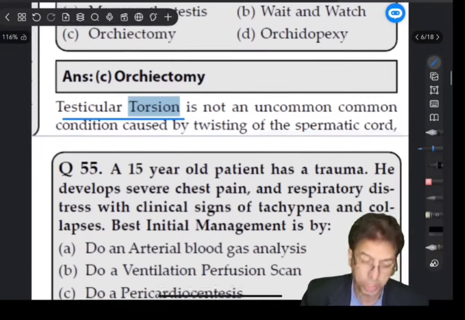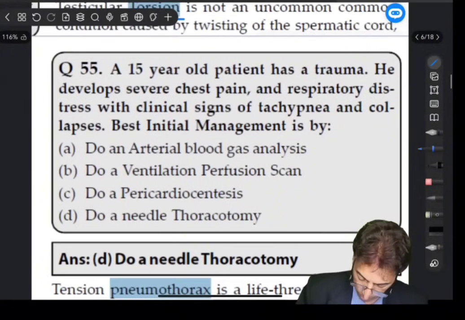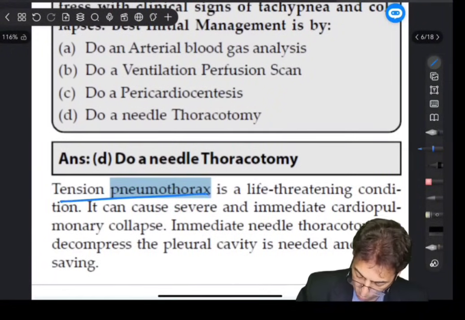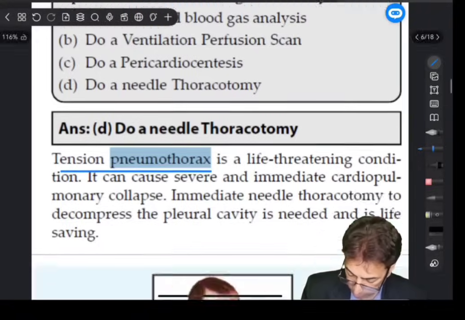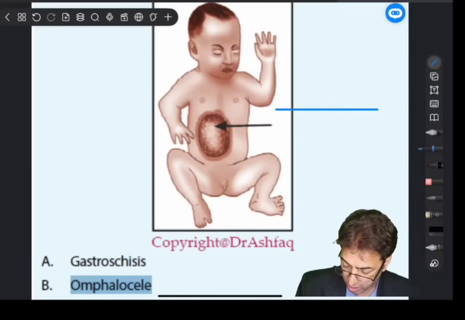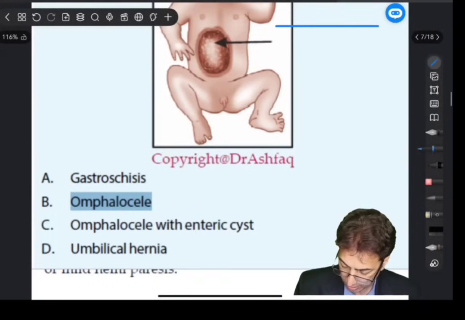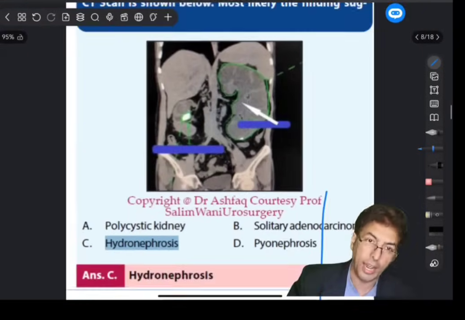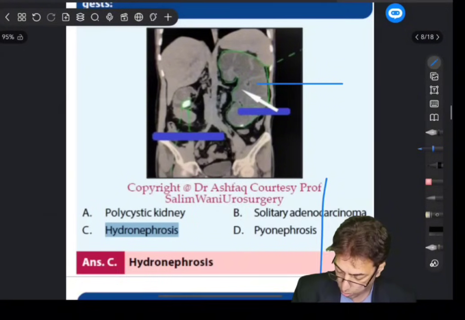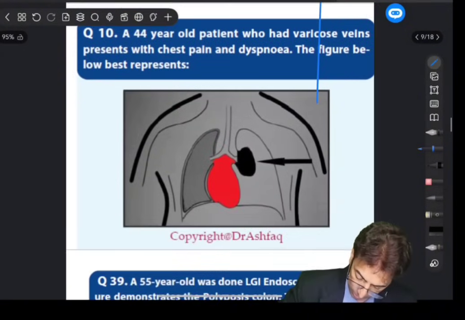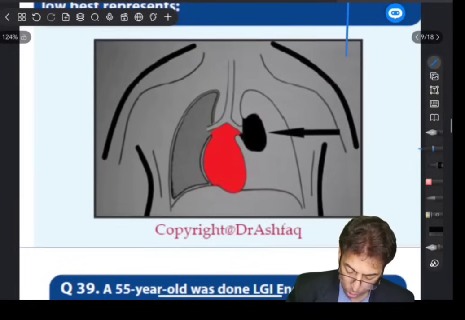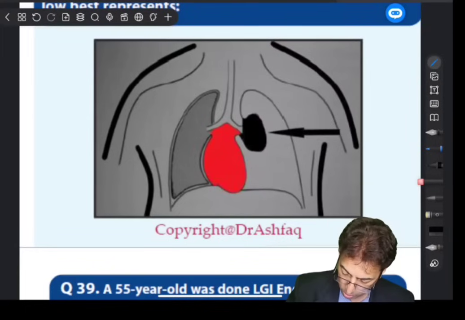So this is question number 111 from Platinum Q Bank. Now again, question number 55 regarding the management of pneumothorax. I mentioned it over here. Then third is a question I had stressed, the omphalocele. So the diagram is over here. In addition to that, have a look at this diagram, and this shows hydronephrosis. Then in addition to this, this is a diagram showing tension pneumothorax. So that's important.